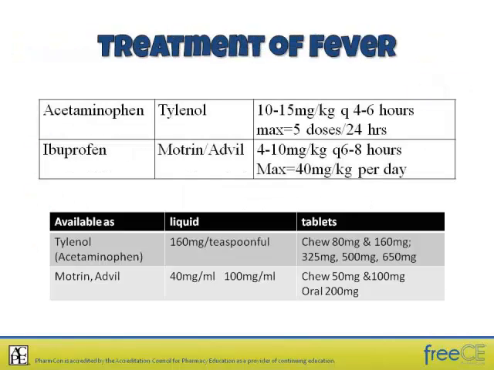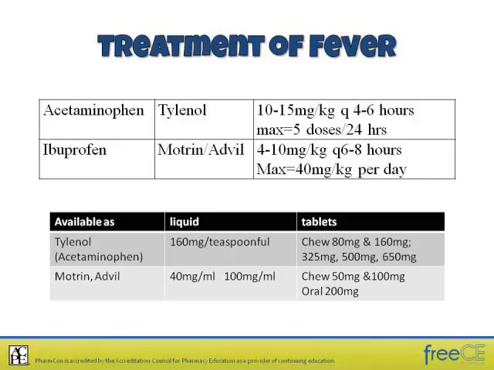For acetaminophen or Tylenol, we can use the same doses we did for the treatment of pain, which is 10 to 15 milligrams per kilogram every 4 to 6 hours, maximum of 5 doses every 24 hours. For the ibuprofen, 4 to 10 milligrams per kilogram every 6 to 8 hours, and a maximum of 40 milligrams per kilogram per day.